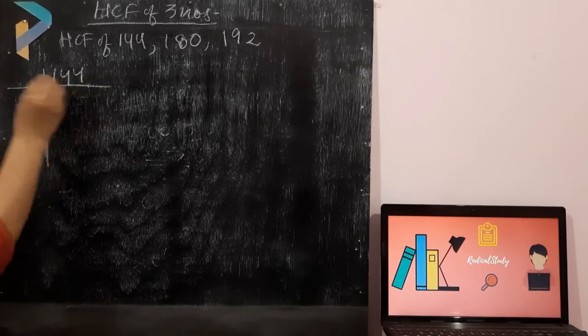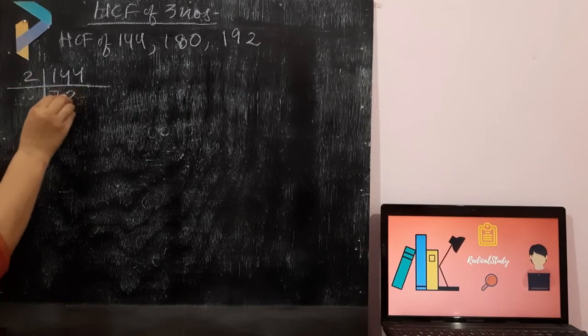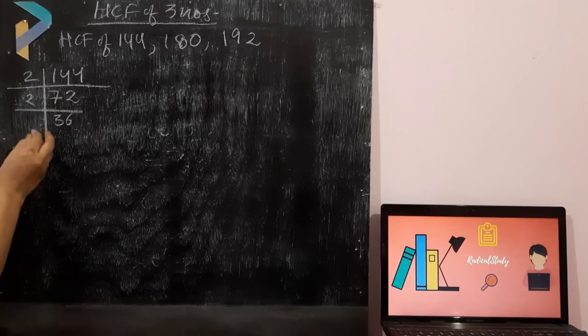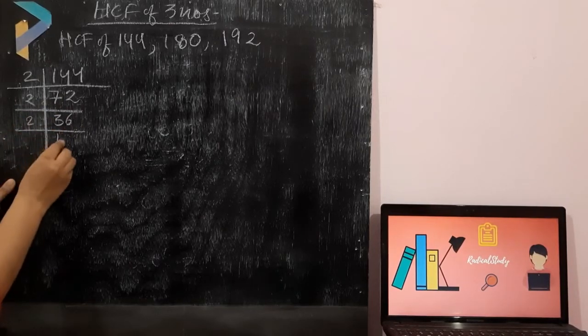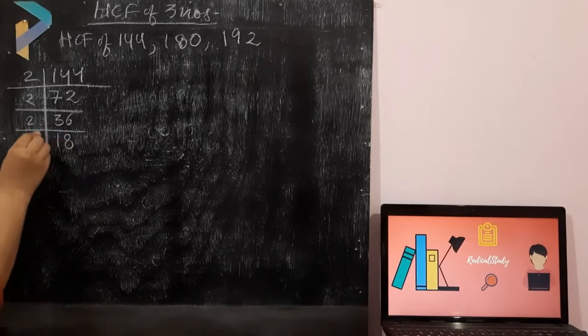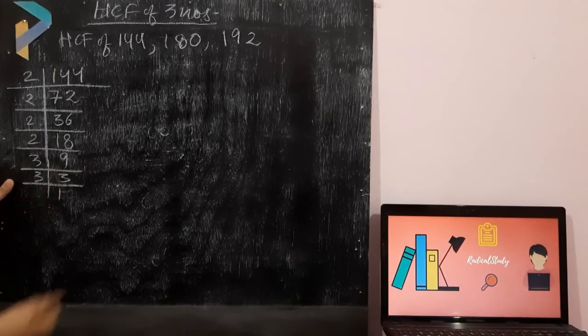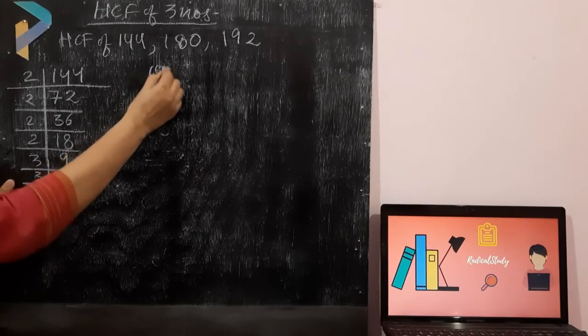So I am taking one example. 2 sevens are 14, 2 twos are 4. Now again 2 threes are 6, 2 sixes are 12, 2 ones are 2, 2 eights are 16, 2 nines are 18. Now it is 3 threes are 9. Right? Okay, now the next number is 180.